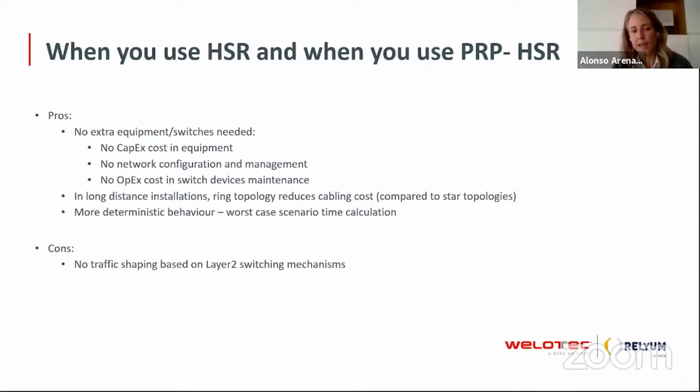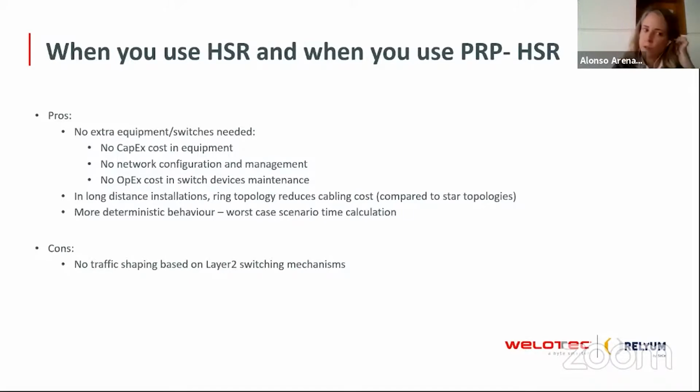And compared to these benefits, HSR has a very big constraint, which is the fact that it doesn't admit this traffic shaping based on layer 2 switching mechanisms. This was explained for PRP. In the case of HSR, even if the nodes can support VLANs or other layer 2 mechanisms like MAC address filtering, it's not possible to apply these mechanisms to the traffic, because the traffic has to go through all the nodes of the network to guarantee this seamless redundancy. And this might be a problem for some networks where there are some limitations in terms of bandwidth.